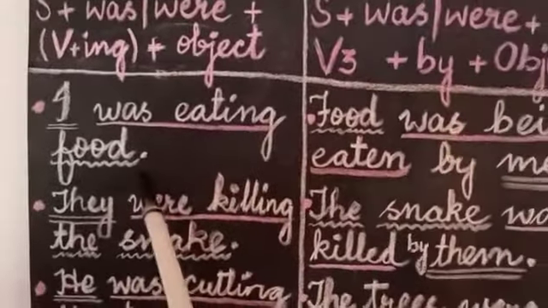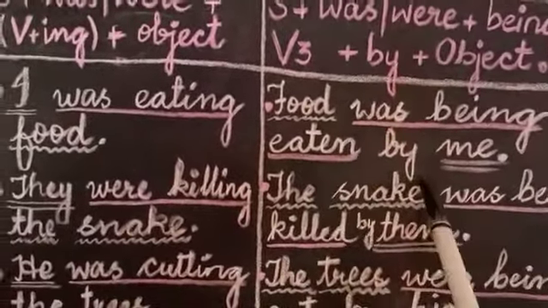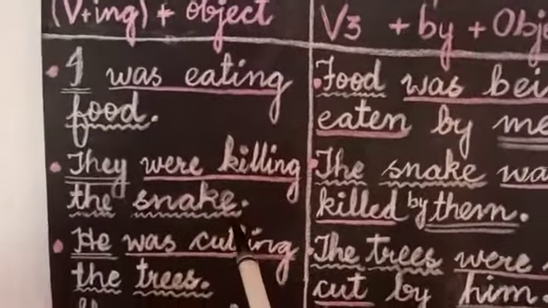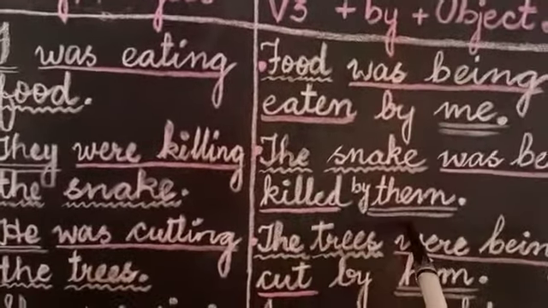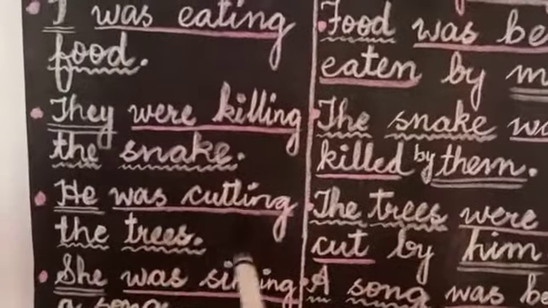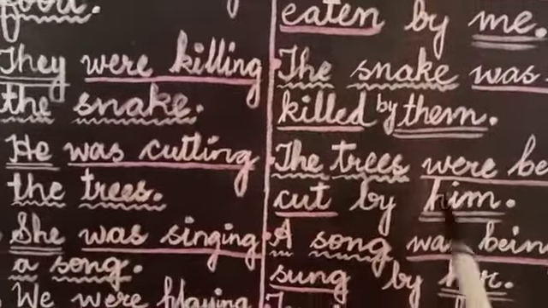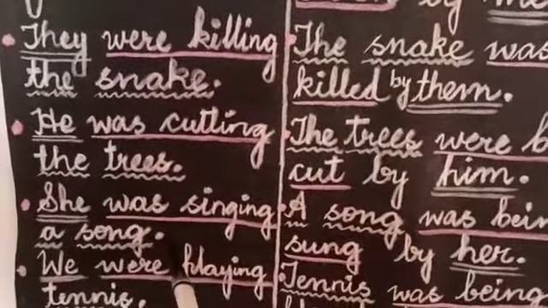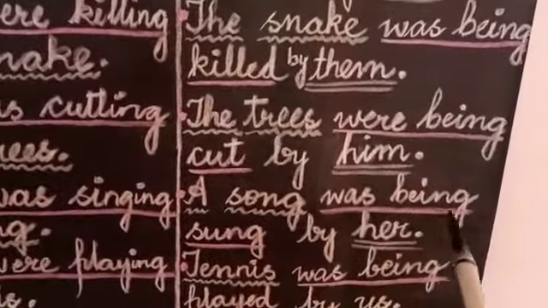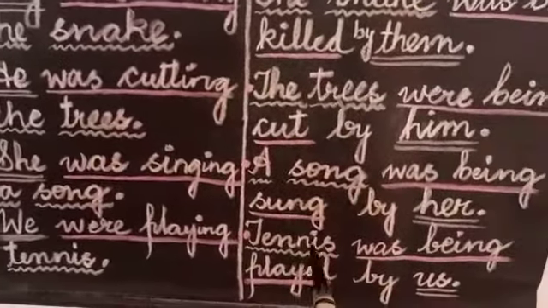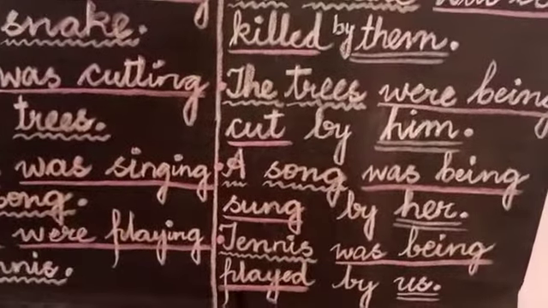I was eating food. Food was being eaten by me. They were killing the snake. The snake was being killed by them. He was cutting the trees. The trees were being cut by him. She was singing a song. A song was being sung by her. We were playing tennis. Tennis was being played by us.